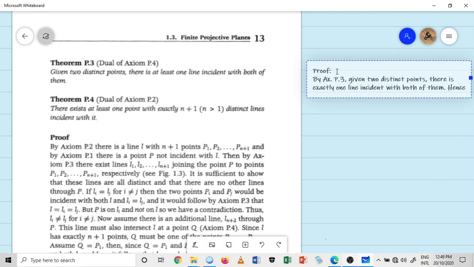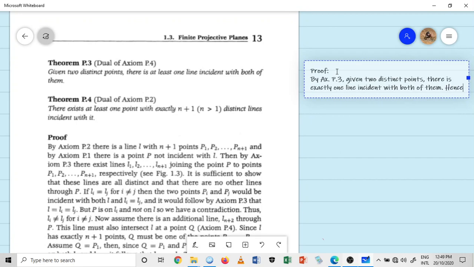Hence, the theorem follows. Okay, that is, if there is exactly one line, then there must be at least one line incident with both of them. Okay, so the theorem is proven. Let us now proceed to theorem P.4, the dual of axiom P.2.